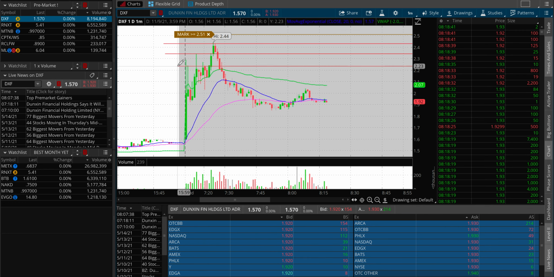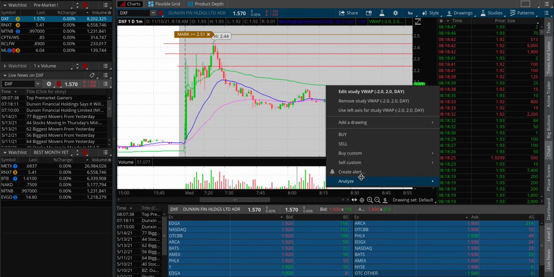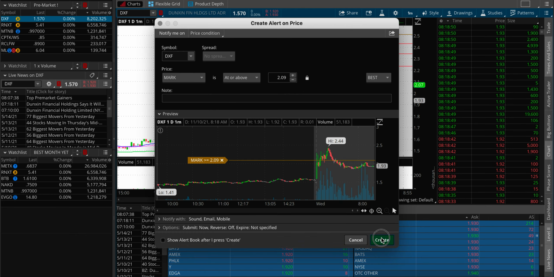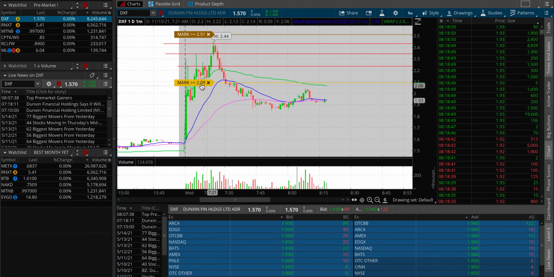Before that, they shorted all of this, definitely shorted below VWAP. So before that, I would take a break above VWAP for the first squeeze. VWAP is descending, so you'll have to drag this down for the alert as VWAP keeps going down, but we can leave it here for now.